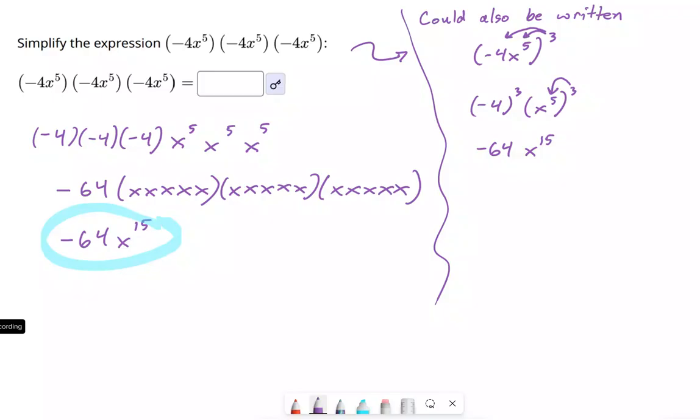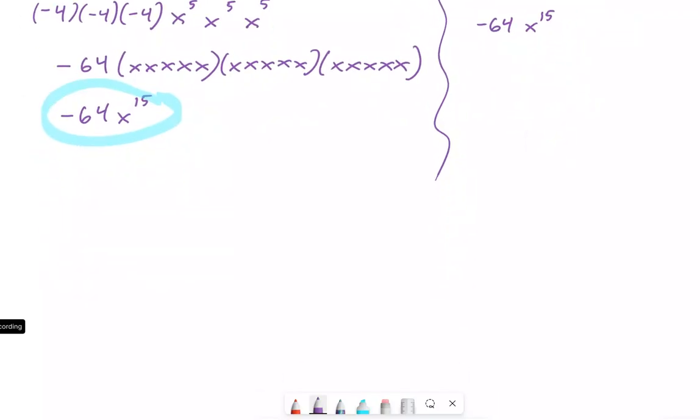Now, as long as I've got you here, I might as well do another quick example because this isn't always going to look exactly the same in every parentheses. What if I just had another one like this, where it was, I don't know, negative 4x to the fifth times 3x to the seventh? Well, the first part is easy. We just multiply the negative 4 times the 3, that makes negative 12.